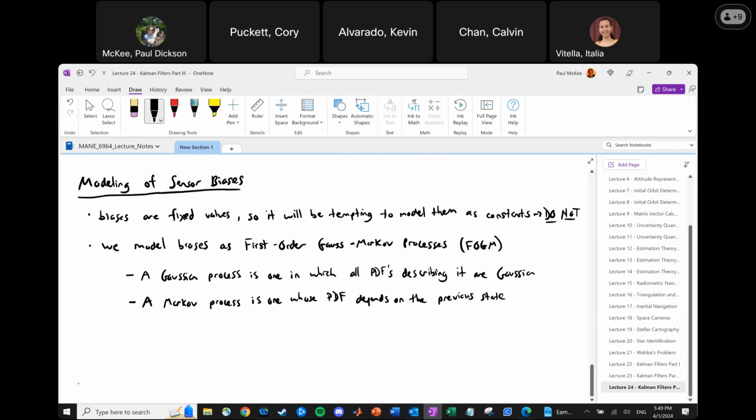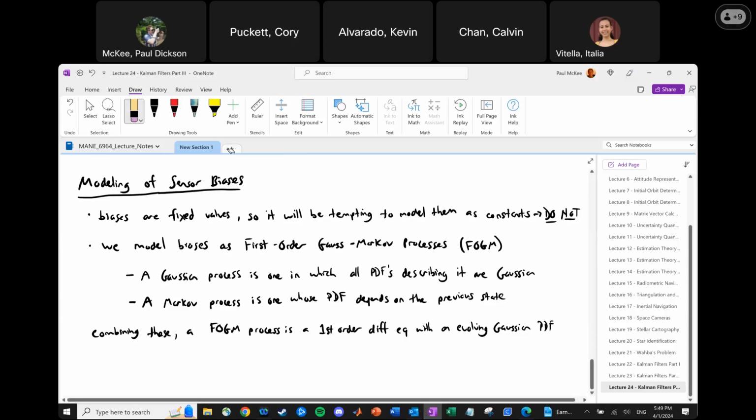And so if you combine these ideas, a first order Gauss-Markov process is a first order differential equation with an evolving Gaussian PDF. Wow, that's not super legible. They're supposed to say PDF.